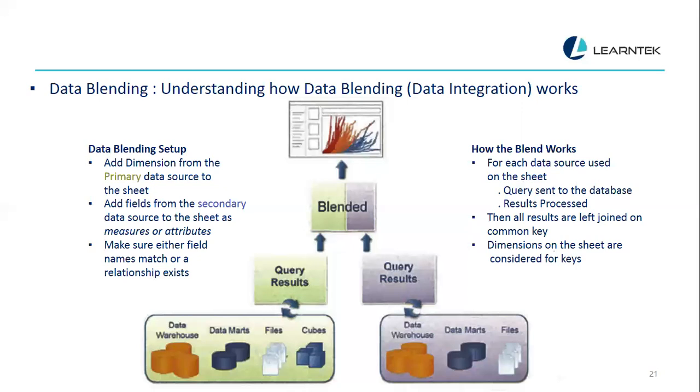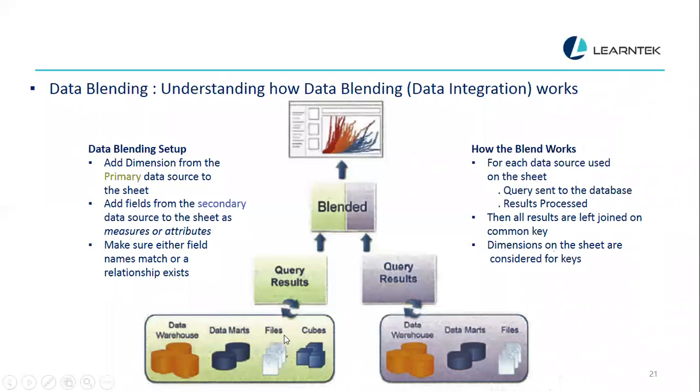For example, when blending actual versus target sales data, think that this is actual and this is target sales. The two data sources may have the date field in common. The date field can be used on the sheet from the primary source. The primary source is this one to the left, right? If you use the date field from the left data source, this will be created as the primary data source.